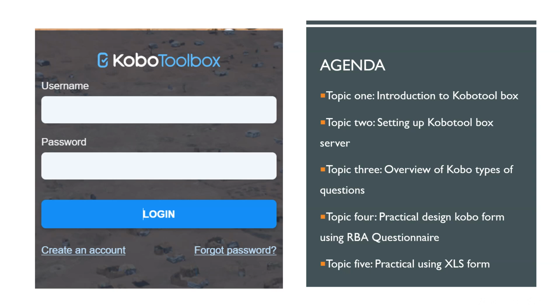So there are various questions in the Kobo that we'll be able to design. Then we'll have a practical design of designing Kobo form using a questionnaire that I'll provide, known as the RBA questionnaire. Lastly, we'll also practice designing form through the use of XLS form. That is the use of Excel to design a form and then later on upload into the Kobo toolbox.